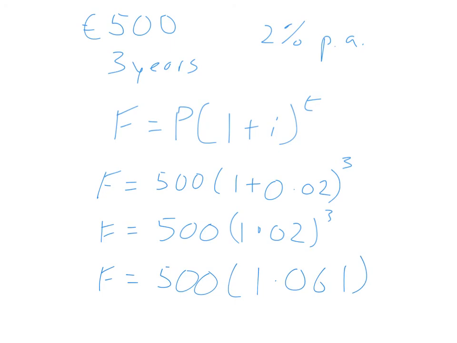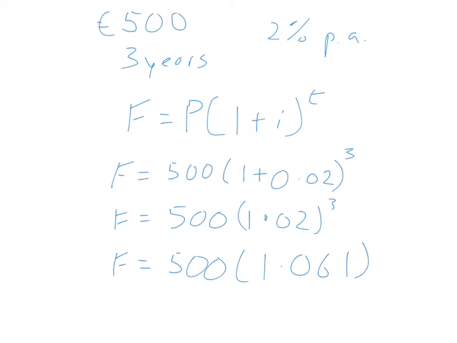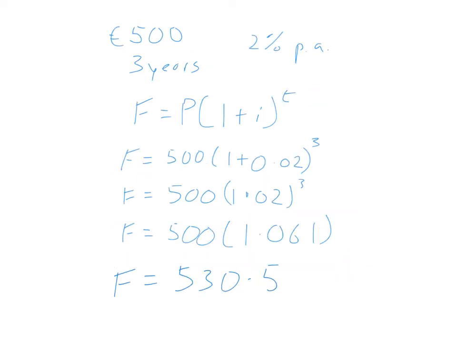So this is actually a longer decimal, but I've just rounded it to 3 places because you don't need to write out really long decimals in full. Usually having 3 or 4 places is more than enough. Then the last thing we'll do is multiply here. 500 times 1.061. This gives us 530.5.